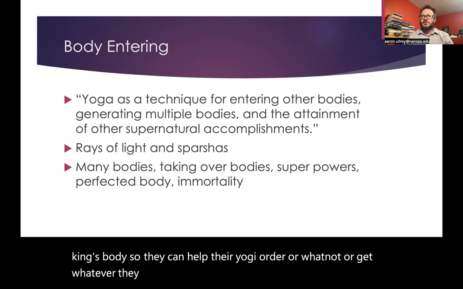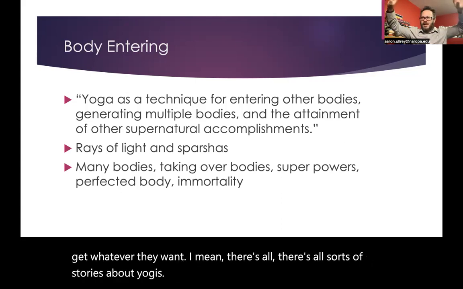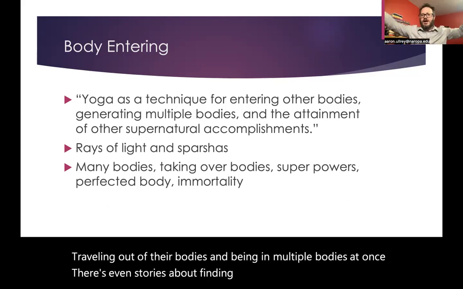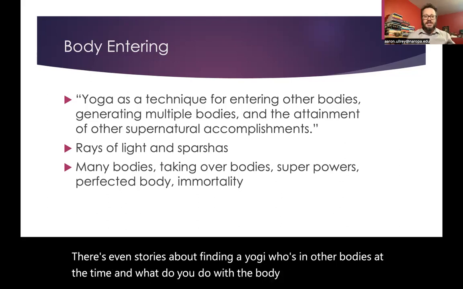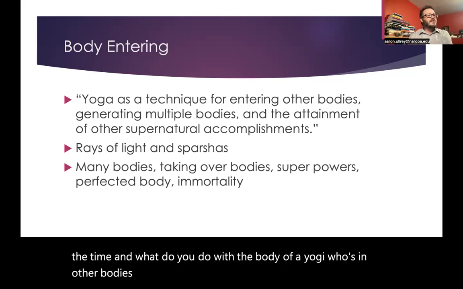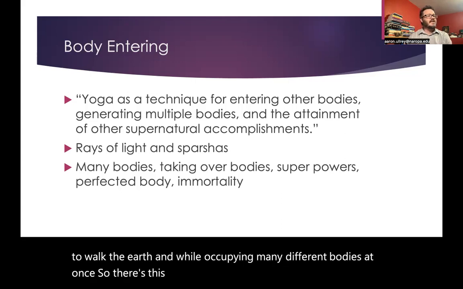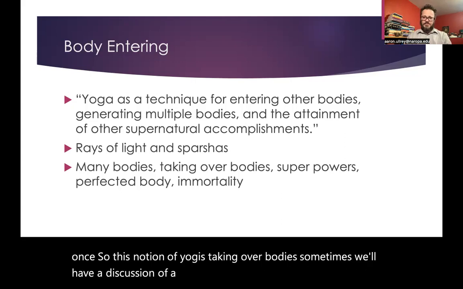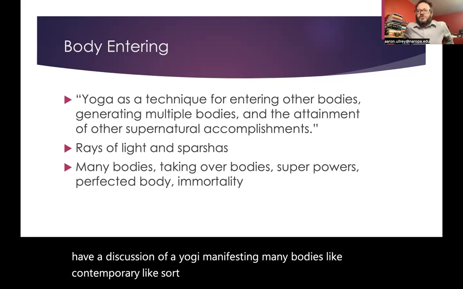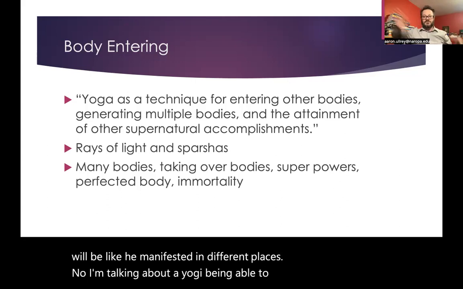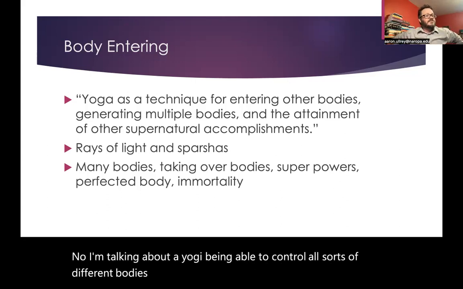I mean, there's all sorts of stories about yogis traveling out of their bodies and being in multiple bodies at once. There's even stories about finding a yogi who's in other bodies at the time, and what do you do with the body of a yogi who's in other bodies? So there's a lot that goes on. A yogi is said to be able to walk the earth while occupying many different bodies at once. So there's this notion of yogis taking over bodies. Sometimes we'll have a discussion of a yogi manifesting many bodies, like contemporary, saintly stories about yogis will be like, oh, he manifested in different places. No, I'm talking about a yogi being able to control all sorts of different bodies. We're going to see this in different texts moving forward.